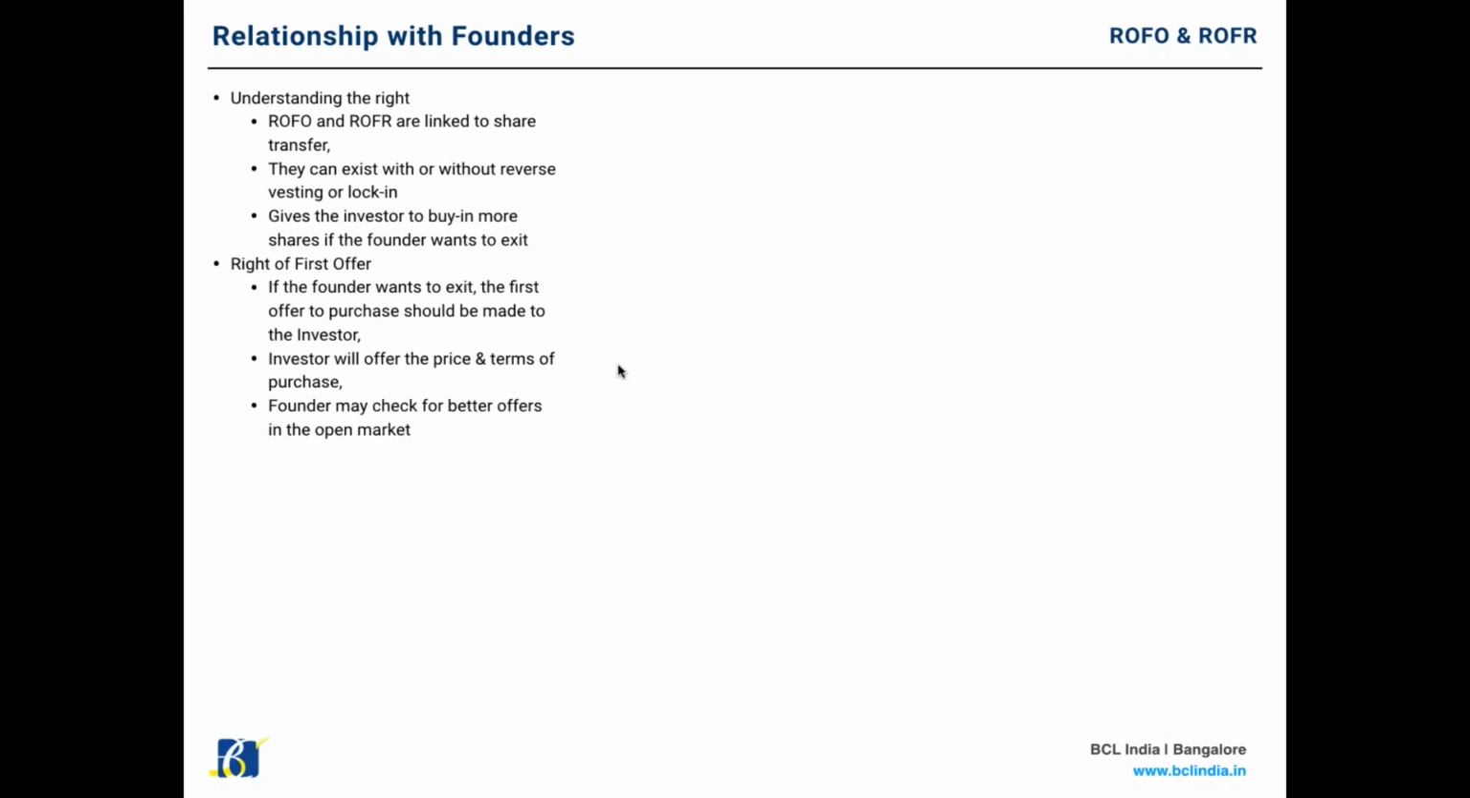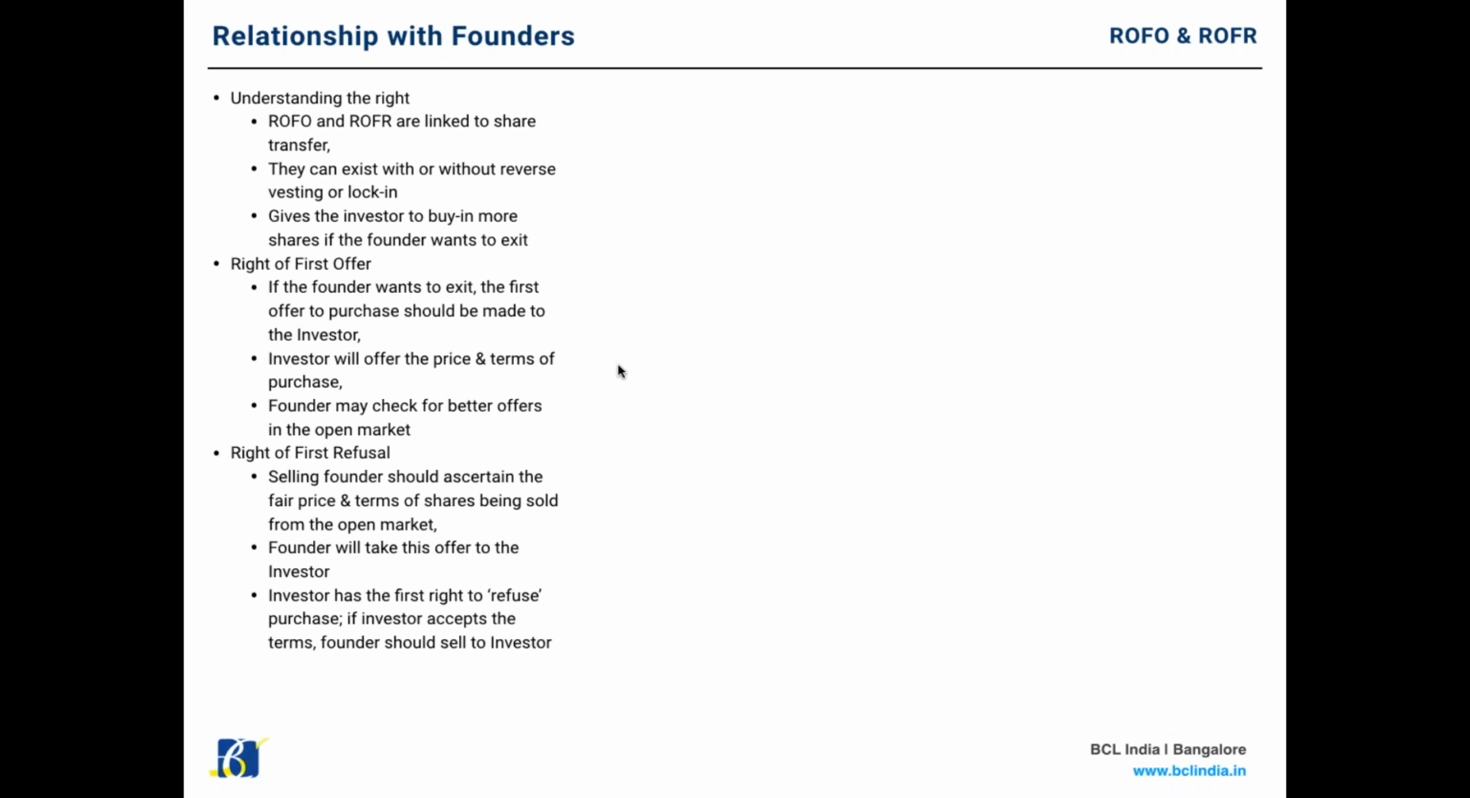Right of first offer basically means if the founder wants to exit, the founder will have to first make an offer to the investor. The investor will make an offer, a counter offer on the price and the terms, and if it is acceptable, the founder will sell the shares to the investor. If it is not acceptable, the founder can go to the outside market and check for better options. If the options in the market are better, then he can come back to the investor and state that I do not want to sell my shares to you because I have a better deal on hand. So unless the investor is able to match that deal, the promoter can sell the shares to the outside world.